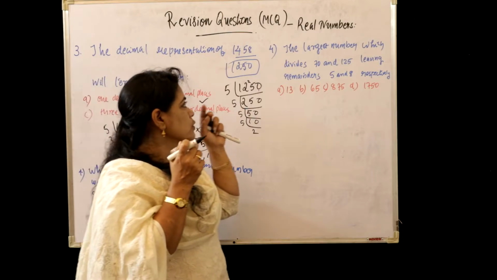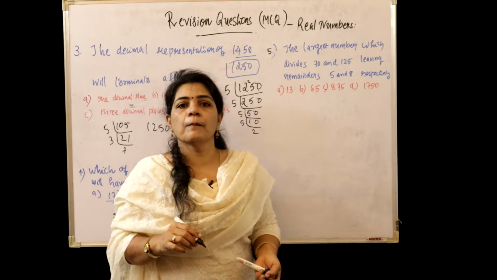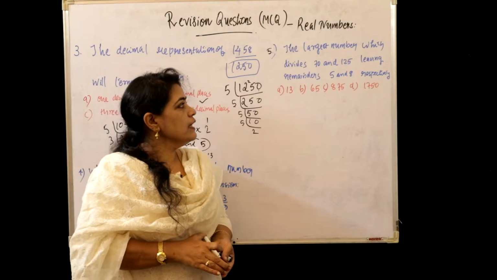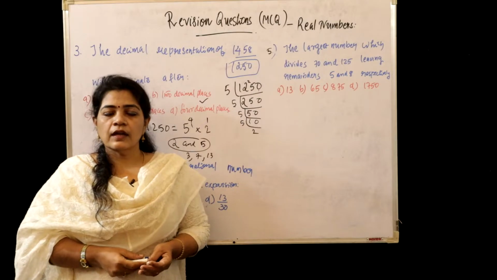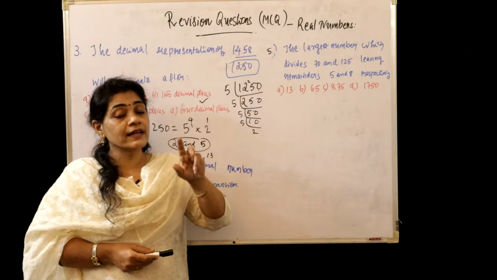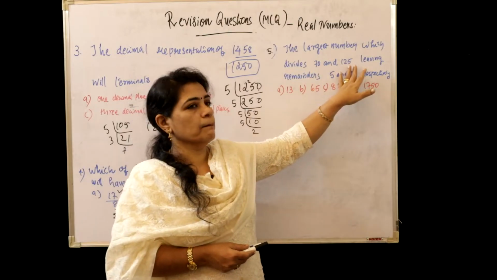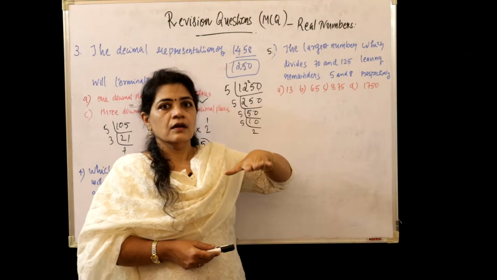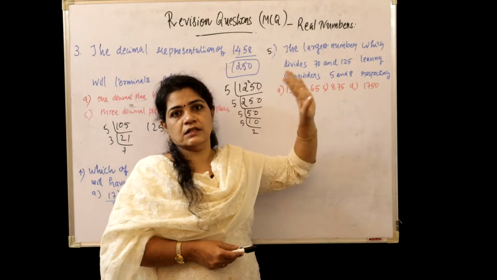And in the 5th question, we have to find out the largest number which divides 70 and 125, leaving remainders 5 and 8 respectively. That means we have to find the largest number which will divide 70 and 125, provided you get 5 as the remainder for the first and 8 for the second. The remainder will not be 0, but we have the remainders 5 and 8 respectively.